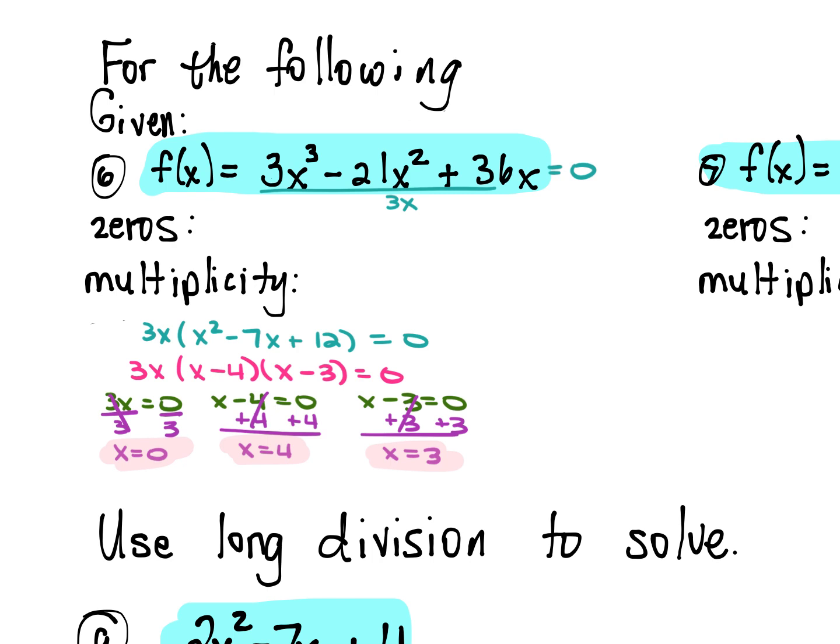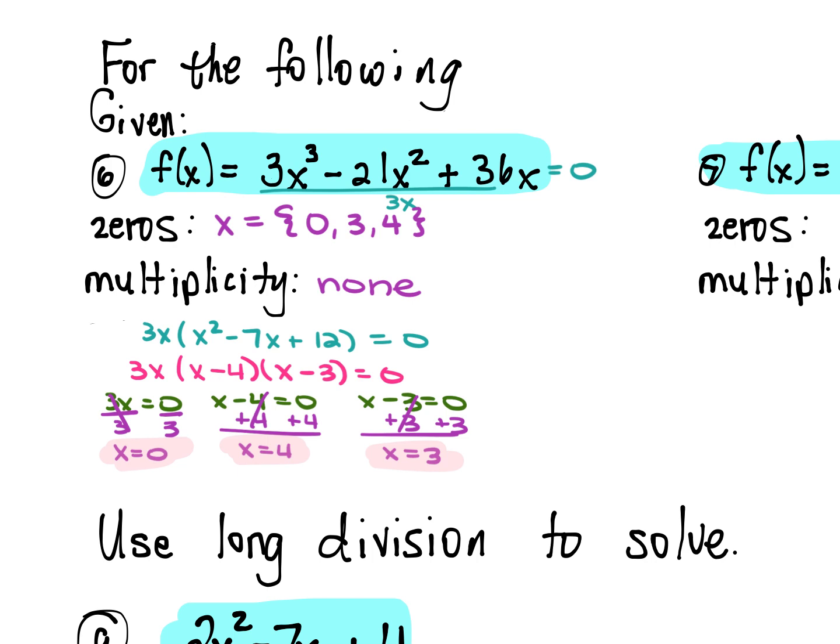Or if you want to write them as x is equal to the set of numbers 0, 3, and 4, you can. It's up to you. The multiplicity on this one is none because none of your answers repeat. If they did repeat, then you would have the multiplicity. But in this case, you have none.